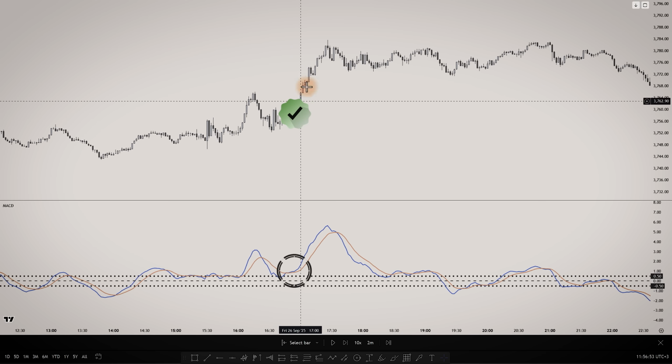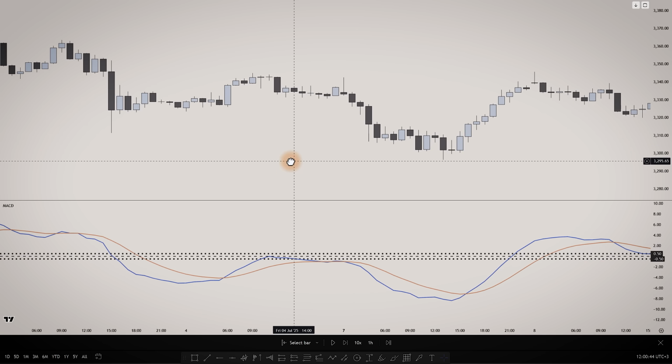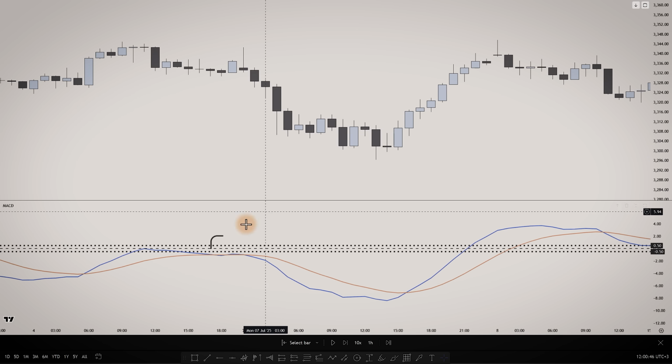That's a valid 50 pip move. The distance from zero is literally everything. And here's what separates beginners from people who actually make money.